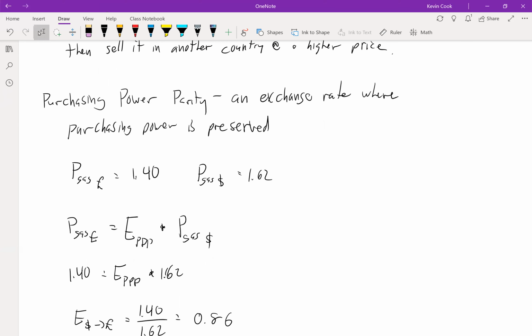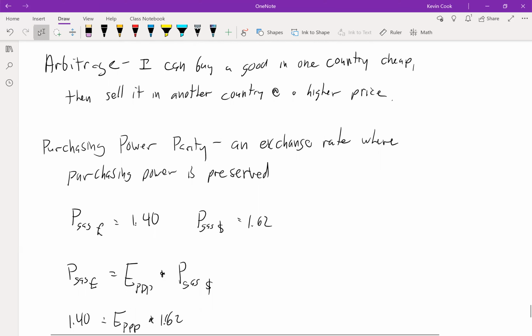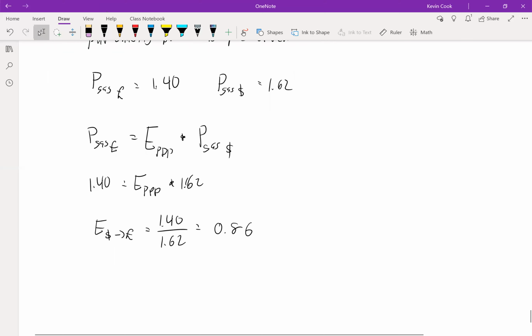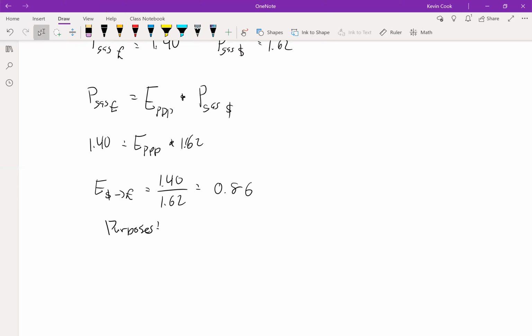And what we're going to use this for, so we say, yeah, this tells us what we can do, but the big purposes that we see of this is going to be, it's going to help compare international GDP, or it'll help compare international statistics.